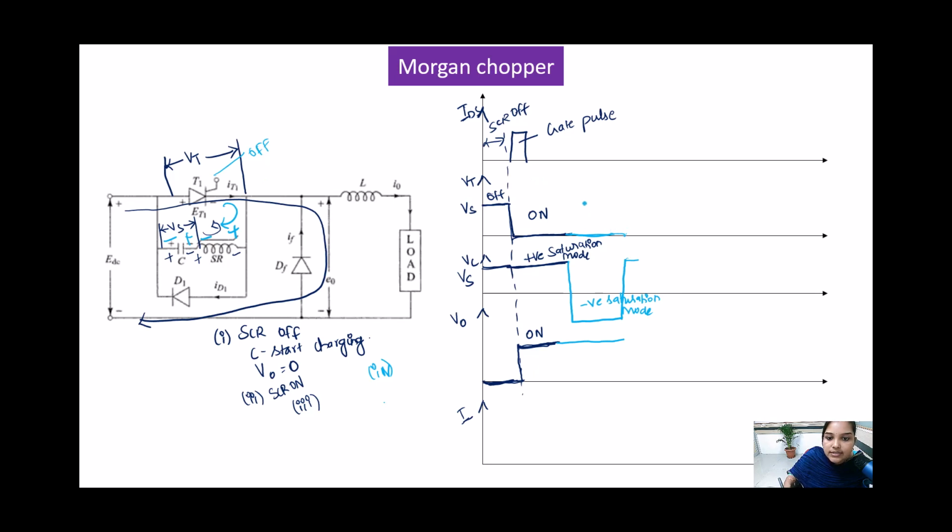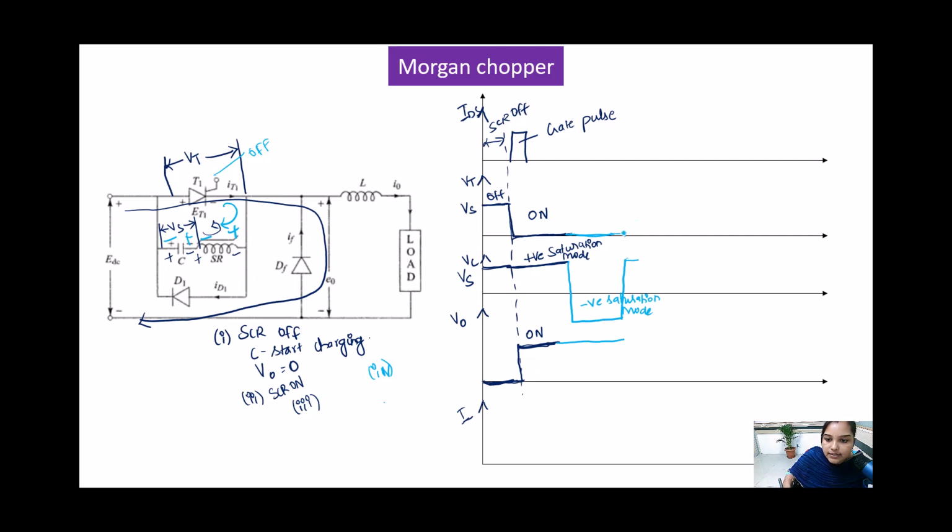So when the SCR is switched off, there will be a voltage across this thyristor. So this condition is SCR is off, and here you will get the voltage, that is the capacitor voltage. And what will happen to this output voltage? You will not get any output voltage when SCR is off. So this is an off condition, and this is an off condition.